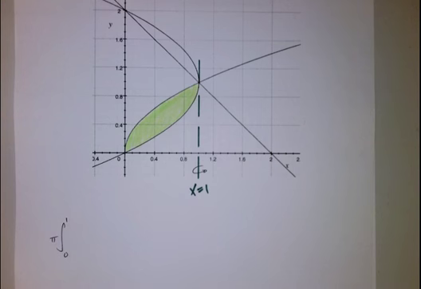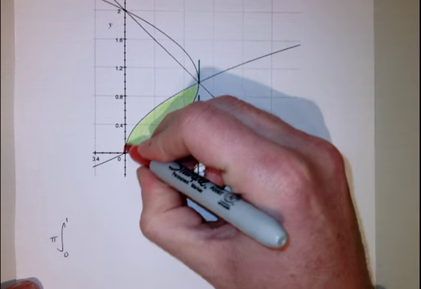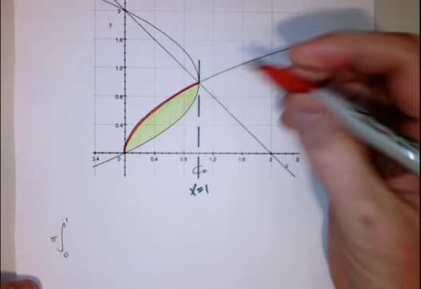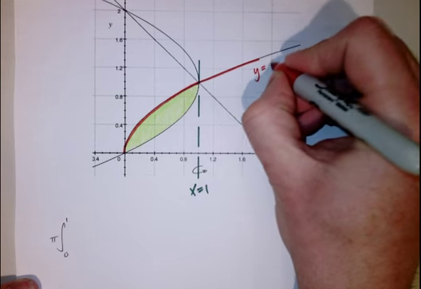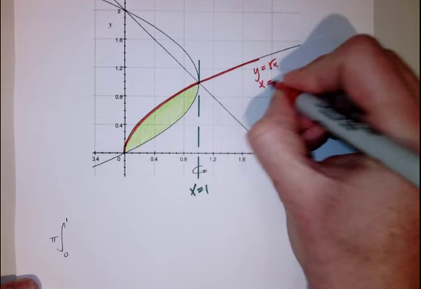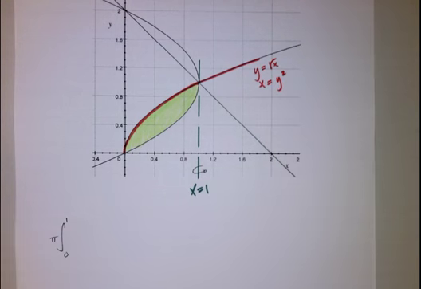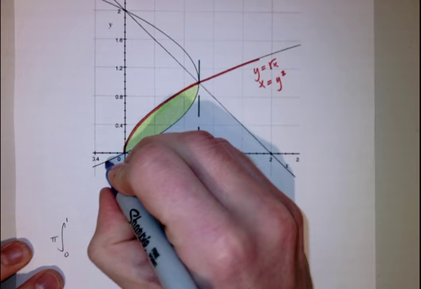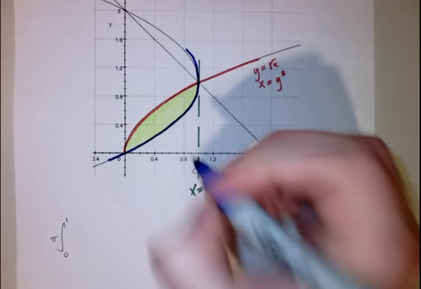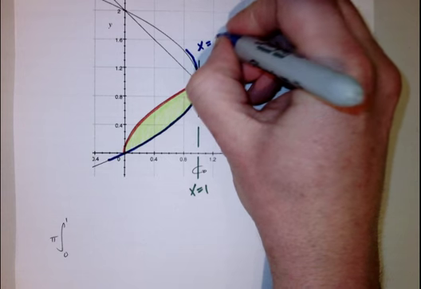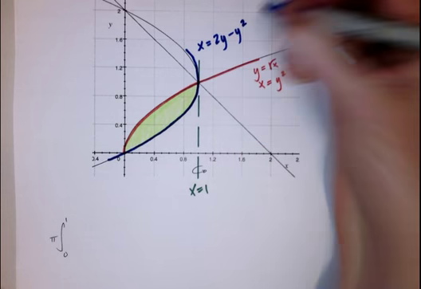I don't really remember what colors I used last time, but let's go ahead and use red for the radical function, which was y is equal to root x, but I already rewrote it as x is equal to y squared. And let's go ahead and use blue for that sideways parabola, that conic. And that is x is equal to 2y minus y squared.